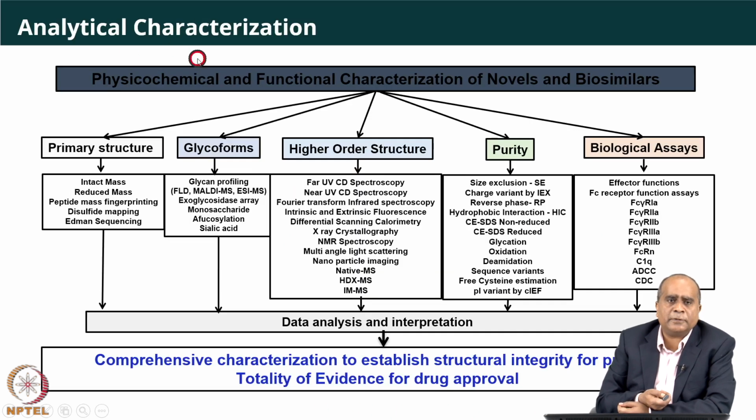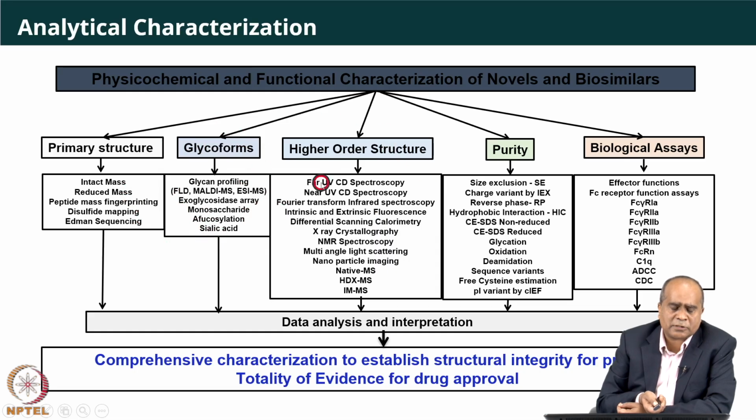So, that is what we do: physiochemical and functional characterization of a novel biosimilar. Primary structure you do by intact mass, right. Intact mass means the whole sequence, then reduced mass by reducing the disulfide bonds, peptide fingerprinting, disulfide mapping, and Edman degradation to know the sequence of amino acids. Then you can do glycoform analysis like glycan profiling, exoglycosidase assay, monosaccharide analysis, afucosylation and sialylation. All these glycoform analyses, especially for mAbs, are extremely important.